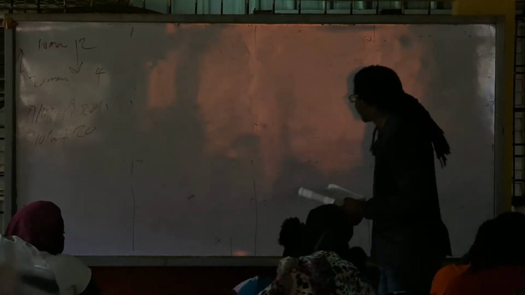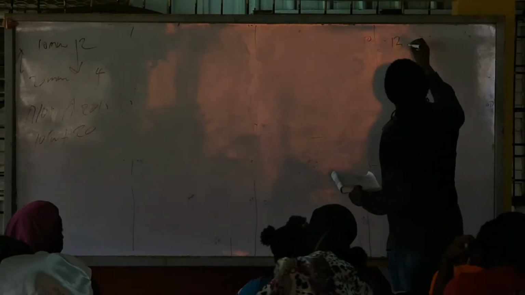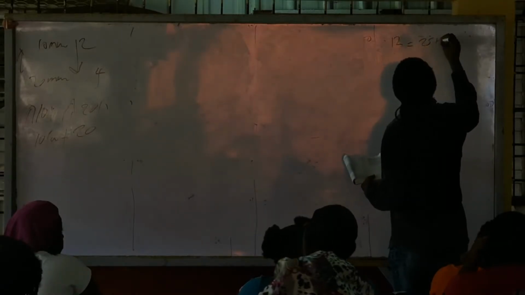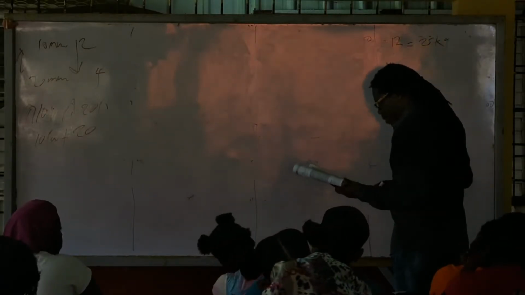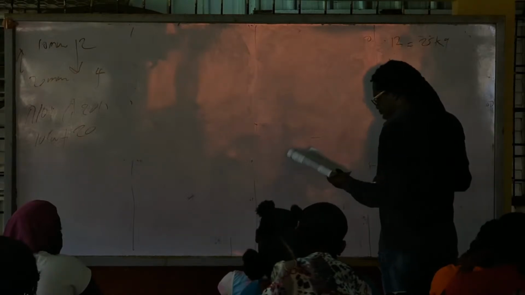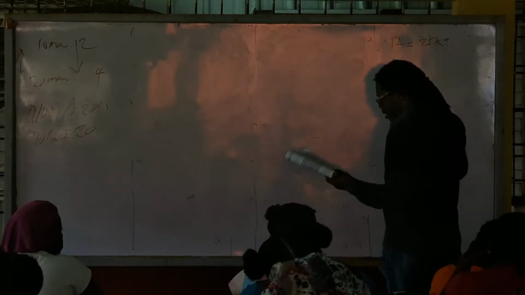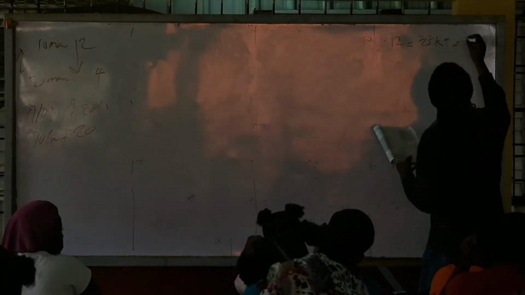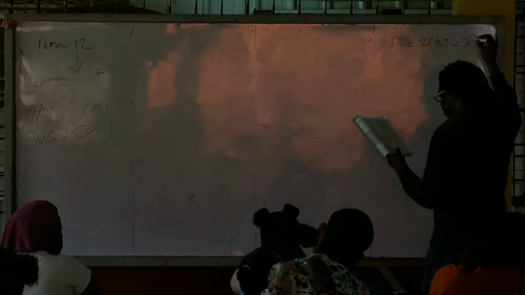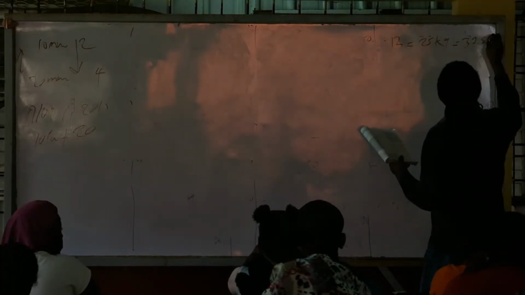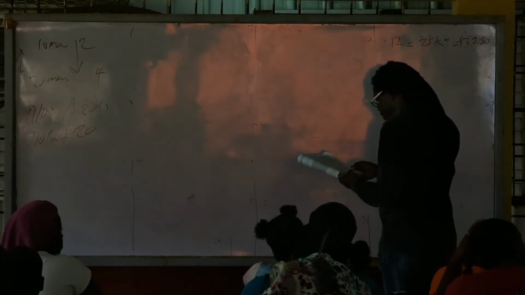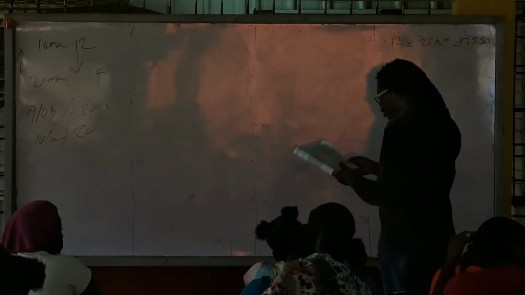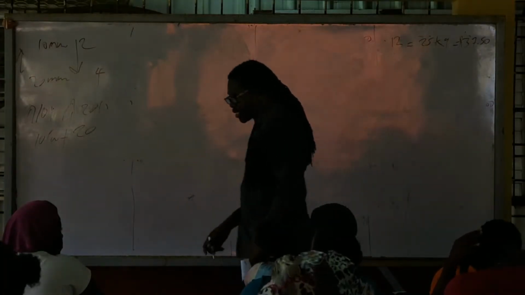So let B represent butter, 25 kg. Cost, $37.50. Sorry. How much does 8 kg cost?